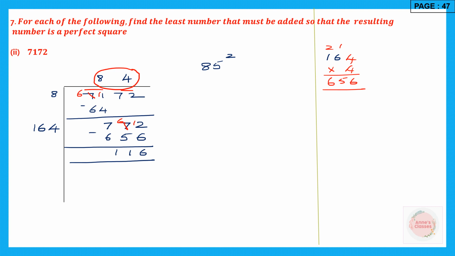So let's multiply 85 into 85 and see what the square of 85 is. 5 fives are 25, carry 2. 5 eights are 40, 42. 8 fives are 40, carry 4. 8 eights are 64, 68. So 5, 2, 2, 7.